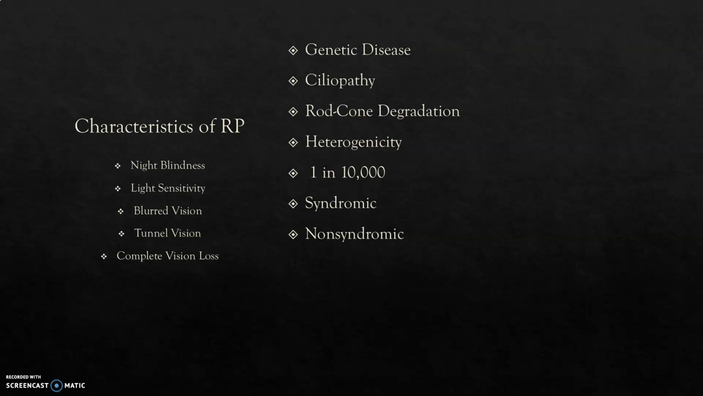The same mutation in one person is not the same in somebody else, and it can have its own rates depending on person-by-person basis. It's pretty rare in that it affects 1 in 10,000 people. It also can be syndromic or non-syndromic. Syndromic meaning that there's other symptoms that also coincide with it, or non-syndromic meaning that's the only symptom that somebody has.